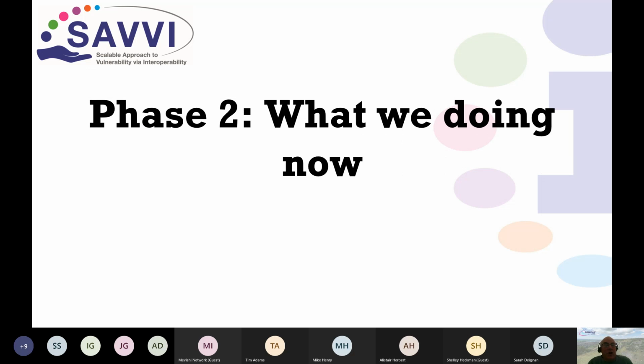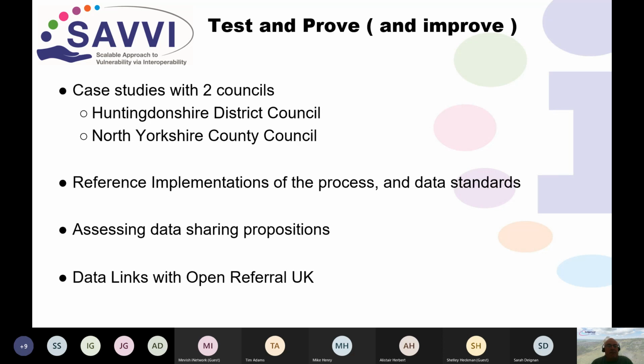So that was what we did in phase 1, and we're now in phase 2. And phase 2 is about testing and proving the processes and the standards with real councils. So we're working with Huntingdonshire District Council, I mentioned them earlier on, and we're also working with North Yorkshire County Council. And the idea is to produce 2 case studies and indeed to start to build that catalogue for real. Now, interestingly, both of those councils also want to link up to the open referral data standard as part of supporting people. So that's great for what we're trying to demonstrate as interoperability between the different scopes that those standards cover.